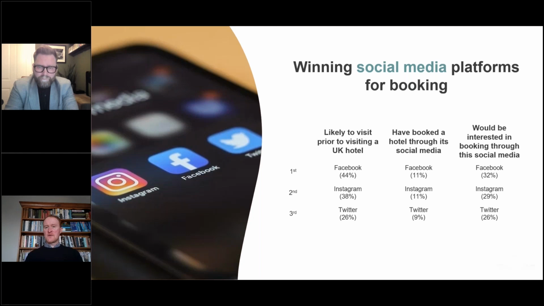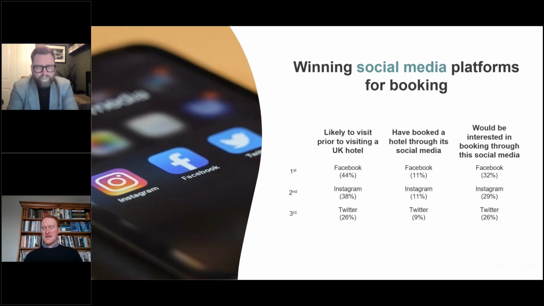When we look at social media platforms from a booking perspective, I think it's quite interesting. So the number 1, 2, and 3 social media channels for hotels are Facebook, Instagram, and Twitter. And you can see on the left of those figures that the likelihood to visit those sites I've talked about is quite high. So Facebook being number 1 at 44% of consumers, Instagram at 38%. But I think what's really interesting about this slide is actually very few people have actually booked through social media. You're talking around 1 in 10 across each of those channels.